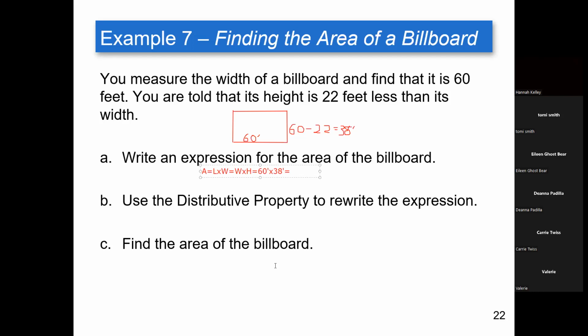Take length times width, 60 times 38, and I'm going to write it too, just in case. I think I have it, but I want to make sure. Does anybody want to say it? I won't call you out specifically, but if someone has the answer. Is it 2,280 feet? Yes, good job. All right, very nice.